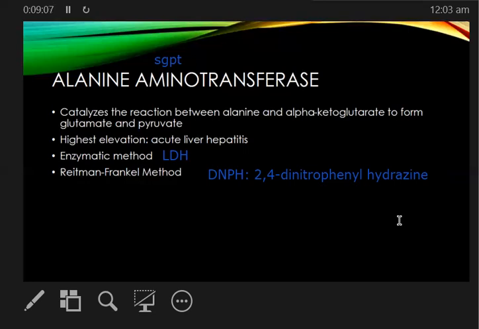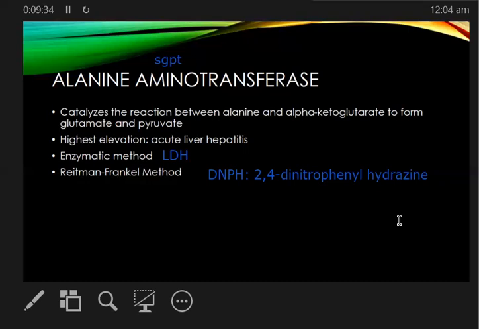Now let us move on to ALT for hepatocellular disorders. So we have hepatitis. What else? Diseases that would involve your liver parenchyma, or your hepatic parenchyma.